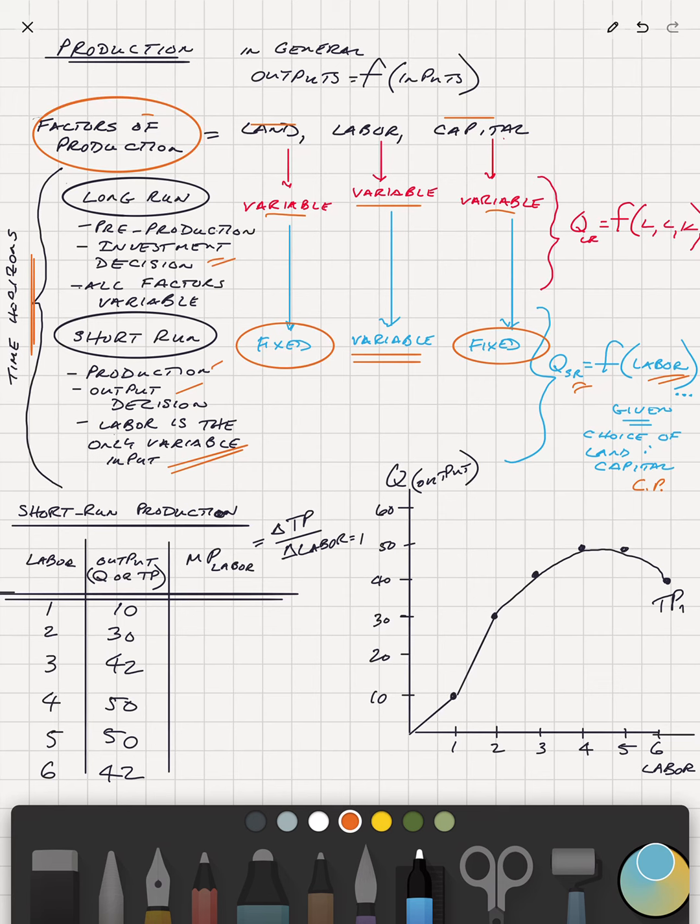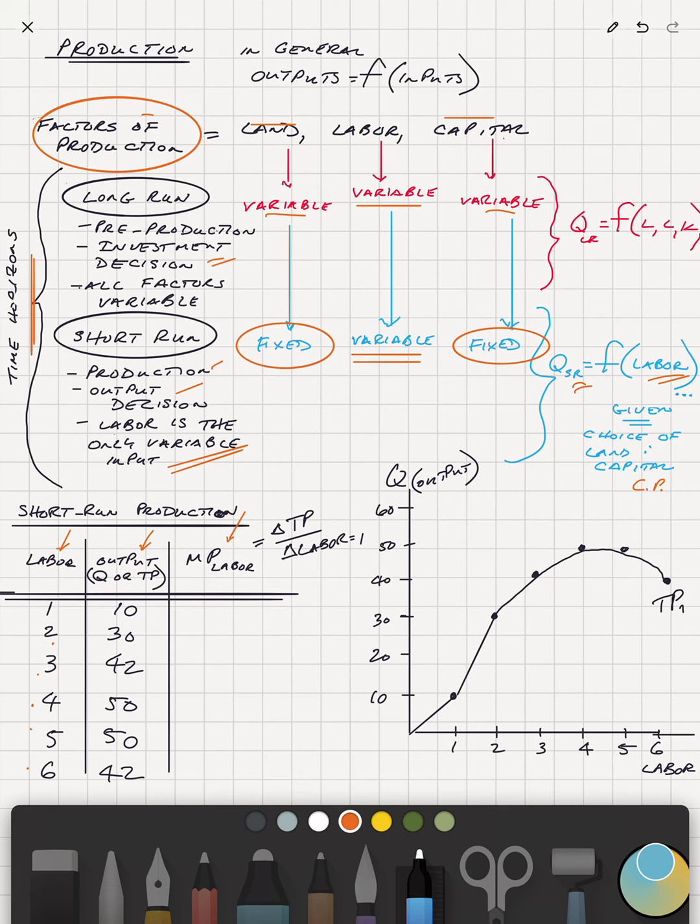I have a short run production schedule down here to the lower left. And in the first column, as you can see here, is the number of workers that I hire. The second column is the output that I produce. And then the third column is the marginal product associated with each worker, and I'll talk about that in a second. But let's look at the first column here. Obviously, if I don't hire any workers, I can't produce any output. So I'll start at one worker, and then I'll go to the second worker, third, fourth, fifth, and sixth worker.